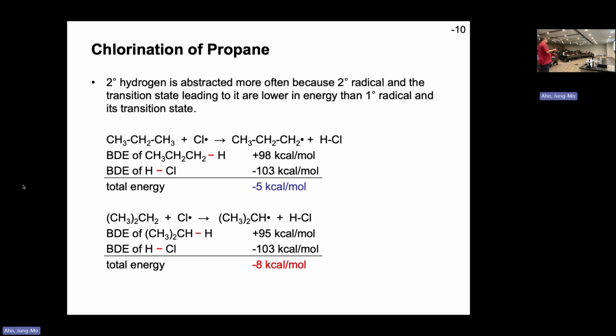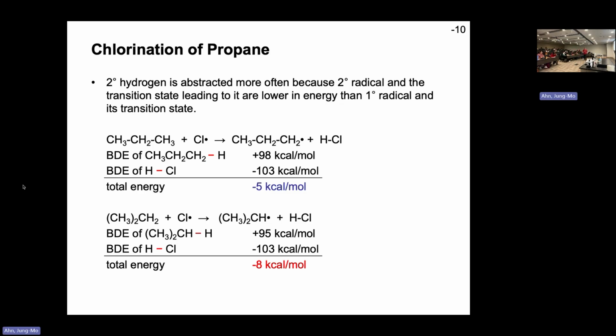But you're forming a bond. So you are making a bond, so it's going to release about 103 kilocalories. So overall, the total energy is about -5 kilocalories. So chlorination of propane goes faster than the chlorination of methane, even for the one position.